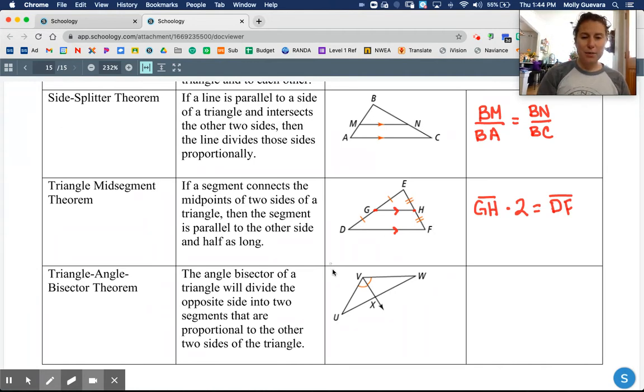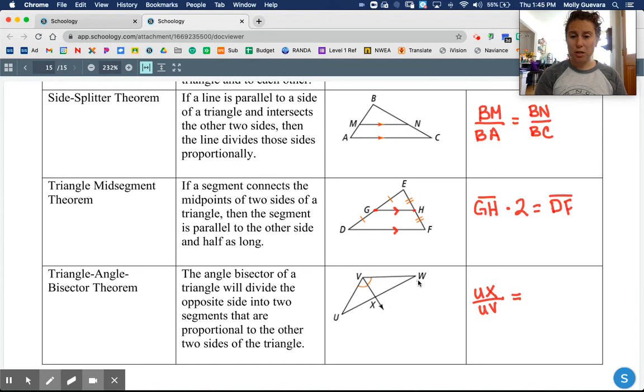And then the last one is the triangle angle bisector theorem. So if I have a triangle and one of those angles are bisected, remember that means cut in half. So if one of these angles is cut in half, a proportion gets set up where UX, so the little short length, over UV is proportional to WX over WV.